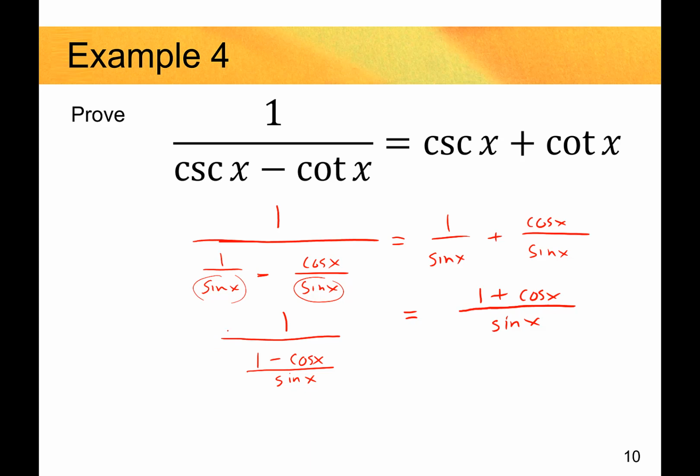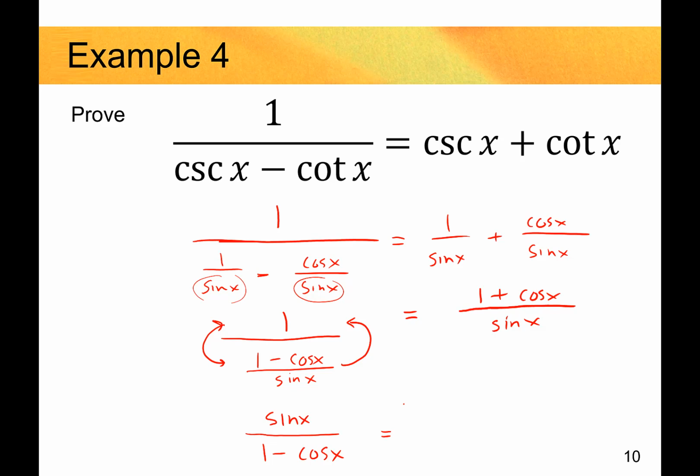Alright, and then I'm going to say, look, this is just a reciprocal, isn't it? It's 1 over something. So reciprocal puts it like this. So we have ourselves now sine of x. I'm just going to flip this upside down, put it on top. Alright, so this is what I have now. I got this is equal to this.